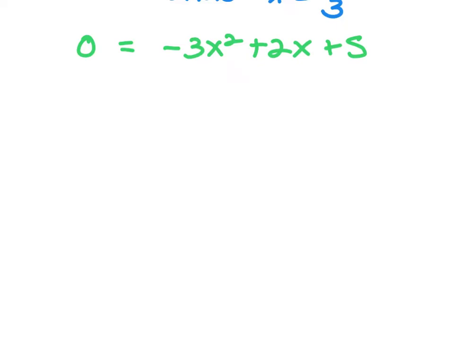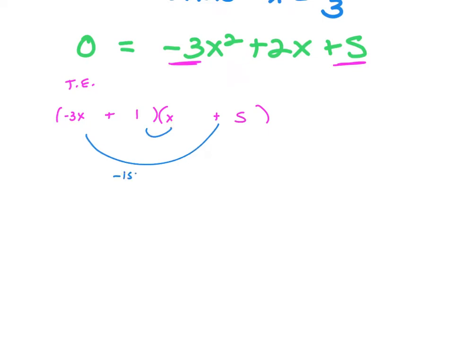You can just do trial and error, where I mess with the factors of negative 3x squared and the factors of positive 5, like positive 1 and positive 5. Multiply the outer and the inner together, negative 15x, positive 1x, and see if it equals my middle term. It does not. So then I can switch the 1 and the 5. And now I get negative 3x plus 5x, and this time I get that positive 2x. That's one way to factor it.